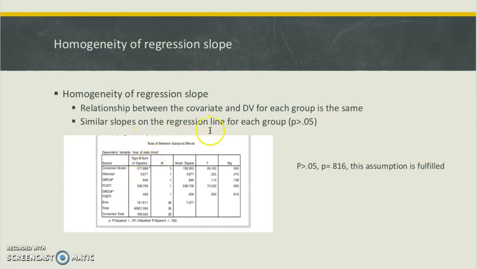And then for the homogeneity of regression slope, you will look at homogeneity of regression slope so that you can look at whether the relationship between the covariate and DV for each group is the same. So similar slope on the regression line for each group. P must be more than 0.05. So you look at here, you look at fear of statistics 1, you can see that the result is 0.816. So when it's 0.816, it is more than 0.05. So this assumption for homogeneity of regression slope is fulfilled.